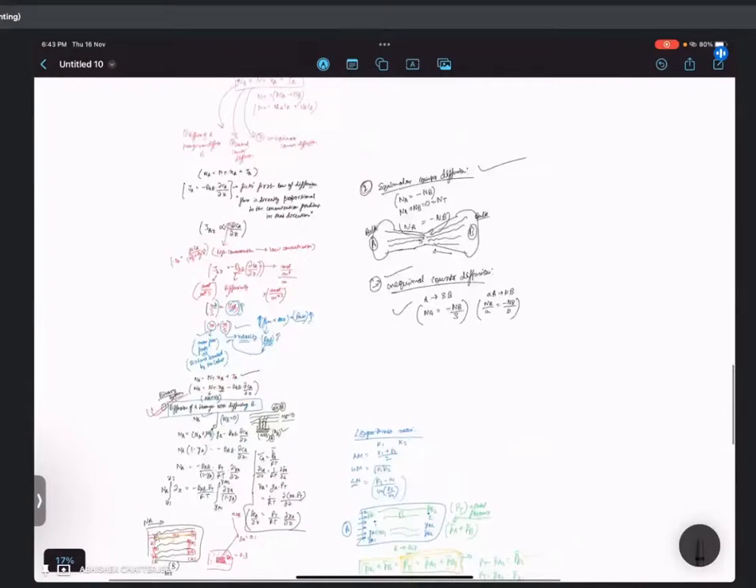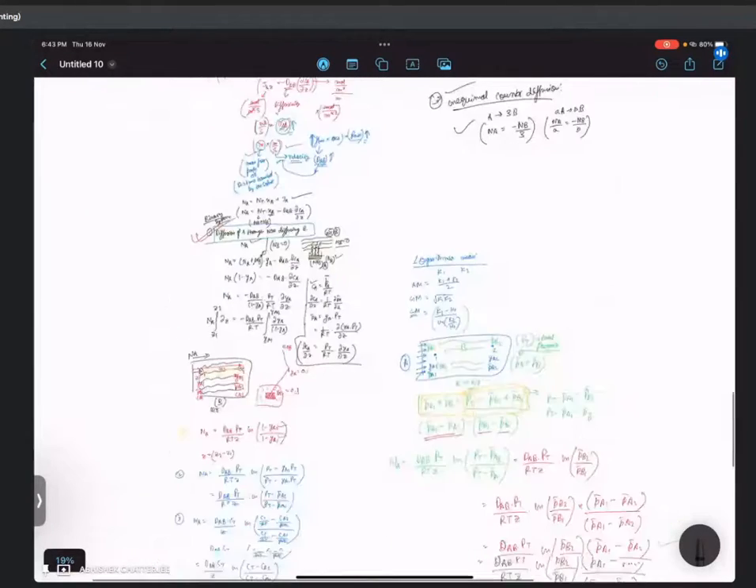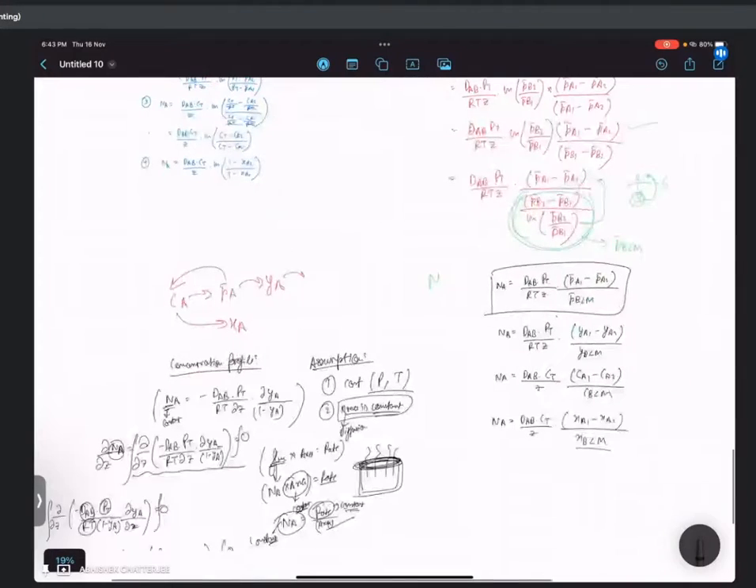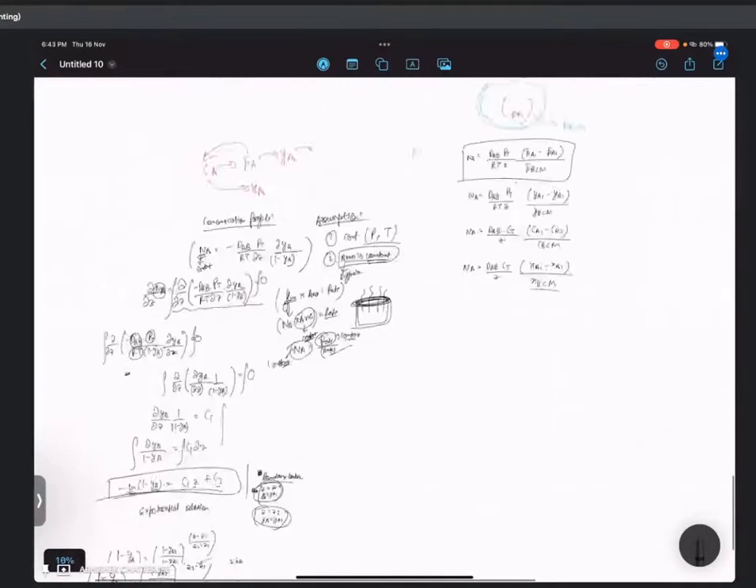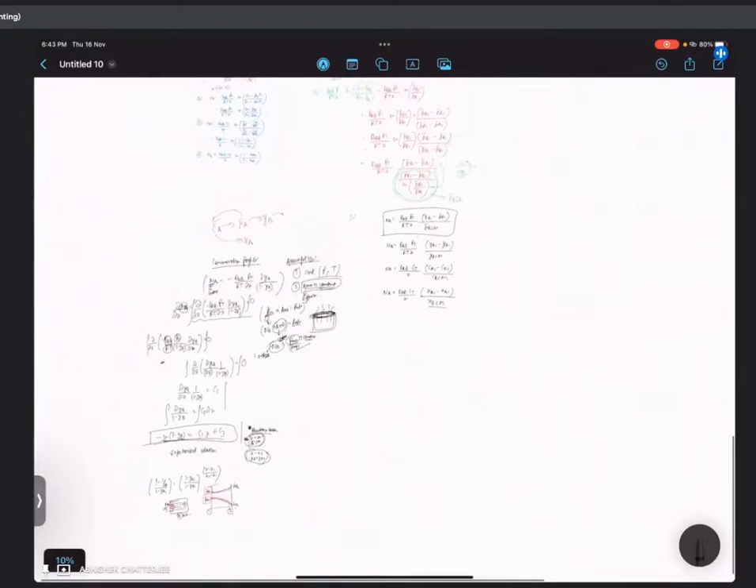So till here, the basic idea of diffusion, I think it is over. Like the basic idea of diffusion, I think it should be over. Now, what can we do today? 10 minutes are left.